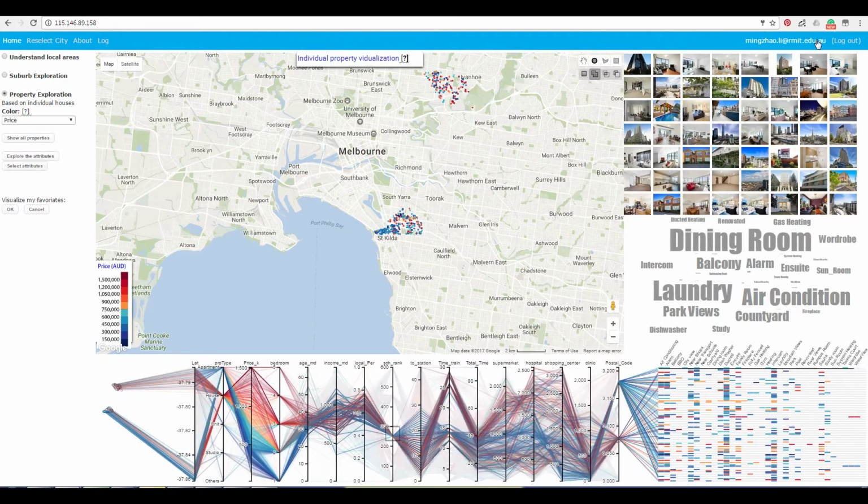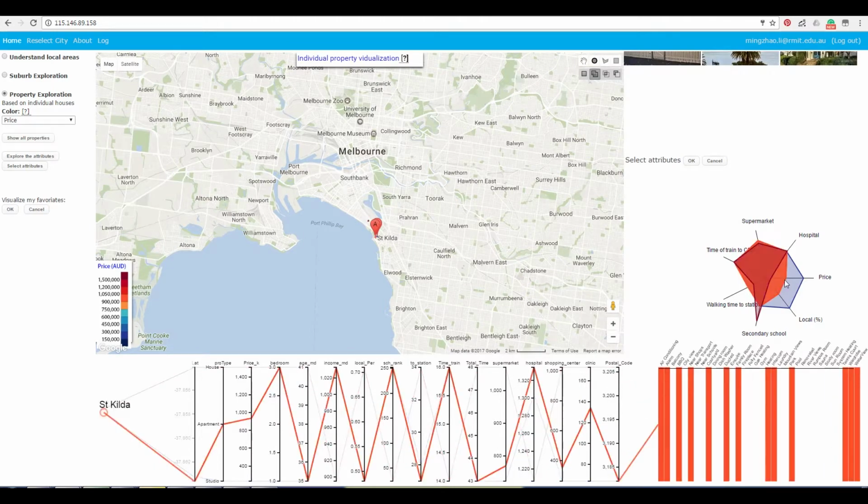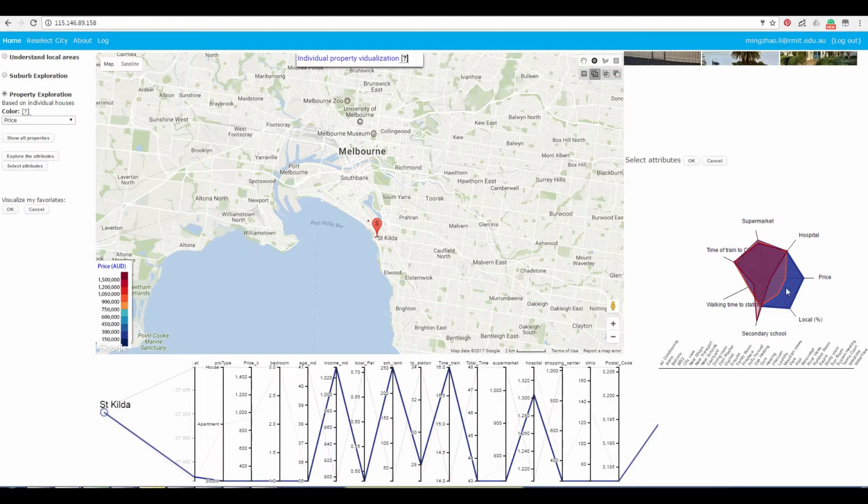Users can log in to save properties to their favorite list, and compare those properties in detail with a spider chart together with the multidimensional view.